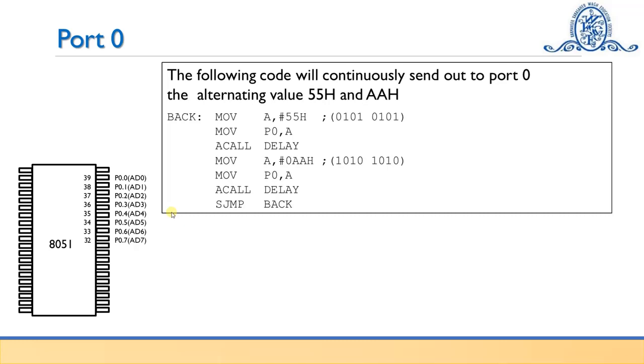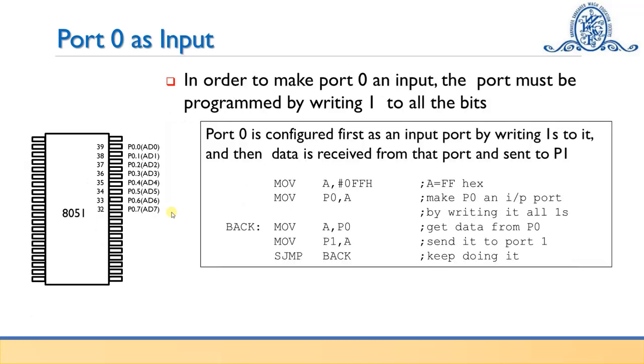Then we call a subroutine called delay. So we'll wait for some time, and then again we'll move AA to the accumulator. AA is 1010 1010, and then that data will be transferred to port 0. Again we'll wait for some time, and then the loop will repeat. So this is the simple program which will continuously send 55 and AA to port 0.